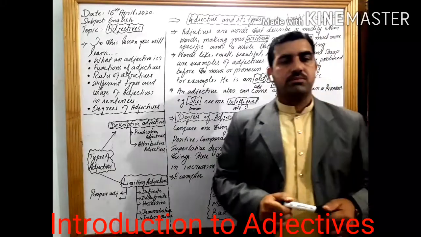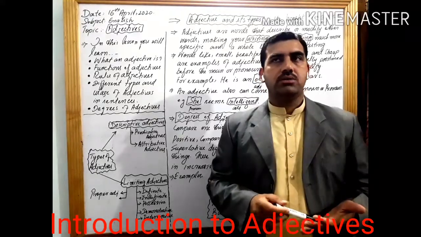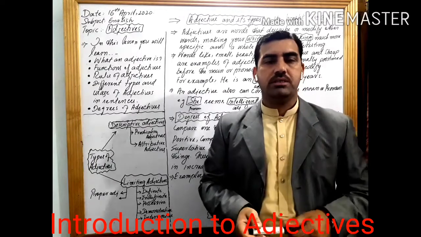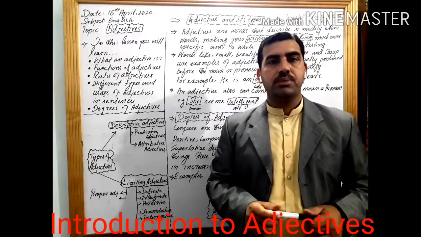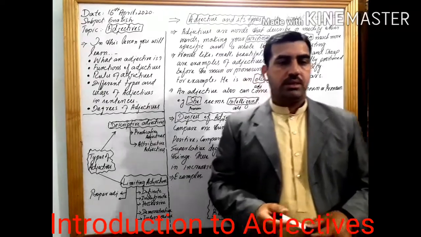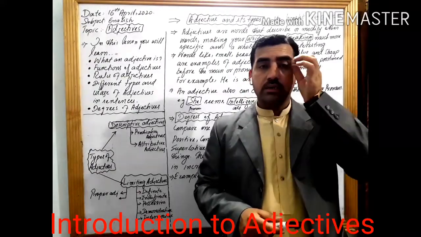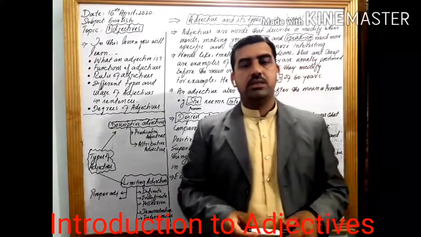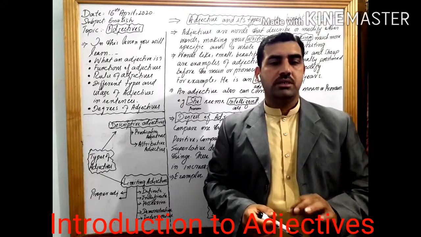Number four, it also tells more about size and measurement. So an adjective also gives information about a thing's size and measurement. For example, Ahmed is a tall man. So tall is an adjective which is used here to mention the measurement and size of Ahmed. Number five example, it tells us about color. An adjective also tells us about the color. For example, he has a red shirt. So red is an example of an adjective here in this sentence.